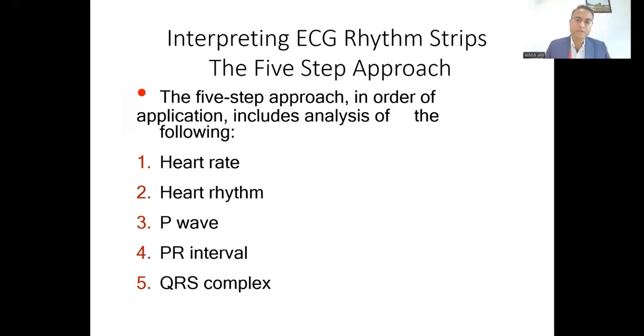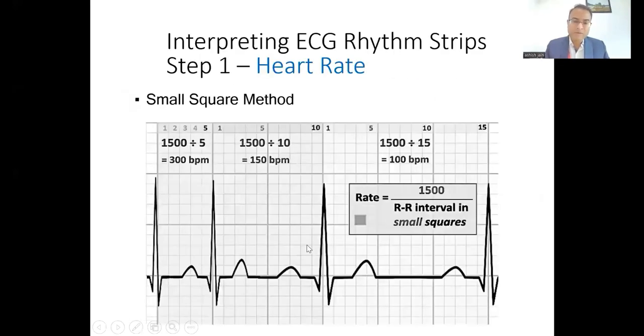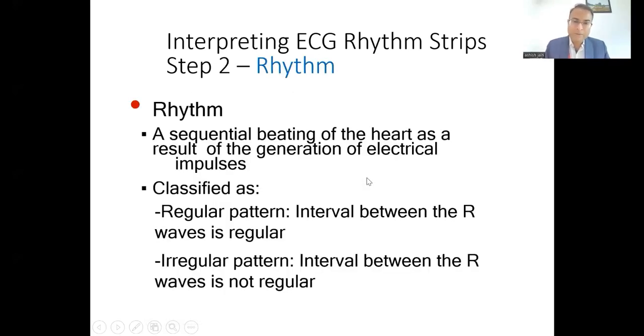For interpretation of ECG rhythm, there is an algorithm, a 5-step approach. First, we need to see the heart rate, rhythm, P wave, PR interval, and then the QRS complex. For the calculation of heart rate, we count the large squares between two R waves and divide 300 by the RR interval and you will get the rate. We can also count the number of small squares between two R waves and divide 1500 by this number to calculate the rate.